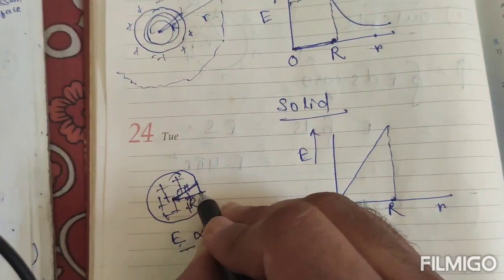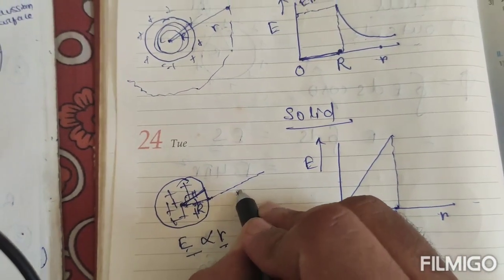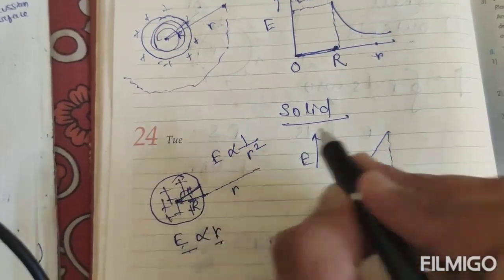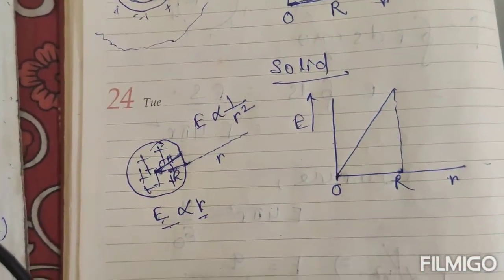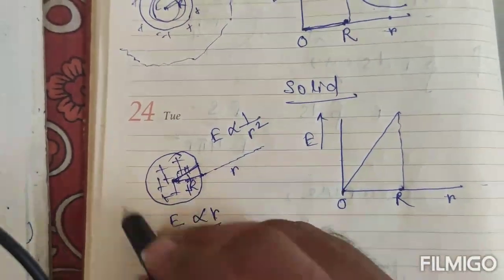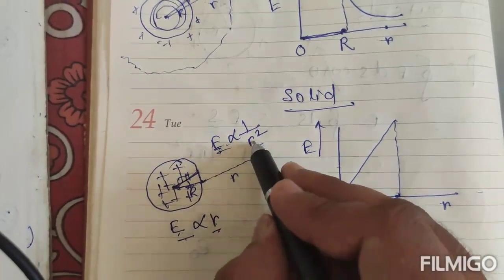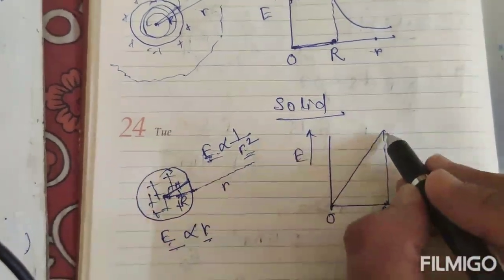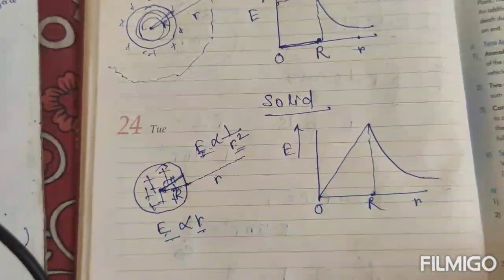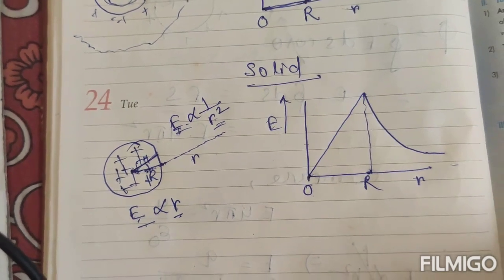When you go outside, you know it very well. What is the outside relation? E is inversely proportional to R square, whether it is a solid or a hollow sphere, it doesn't matter. If you go outside, the relation between E and R is inversely proportional, so you will get a graph that gradually decreases. Clear? Thank you.